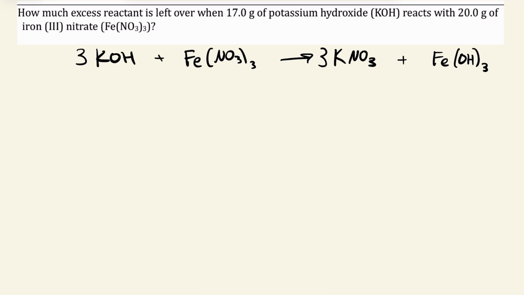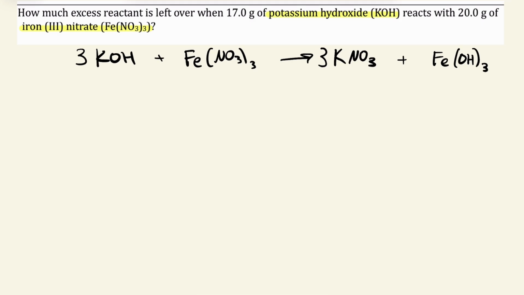Now, to solve this problem, we're going to take each of our reactants, which is potassium hydroxide and iron nitrate, and we're going to do 2 sets of stoichiometry calculations, and we're going to pick a product to figure out the theoretical yield. You can pick either one, but for this example, I'm going to pick KNO3. So I'm going to take each of my reactants and see how much KNO3 will be produced in theory.